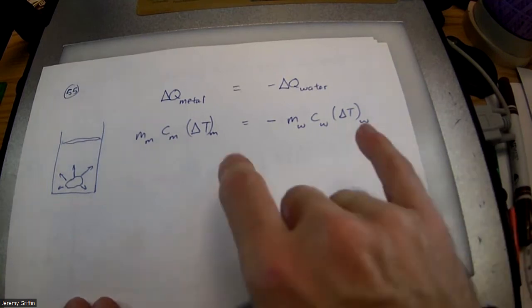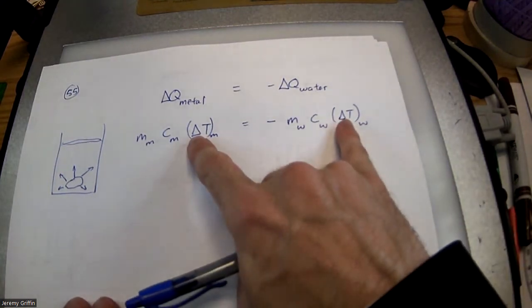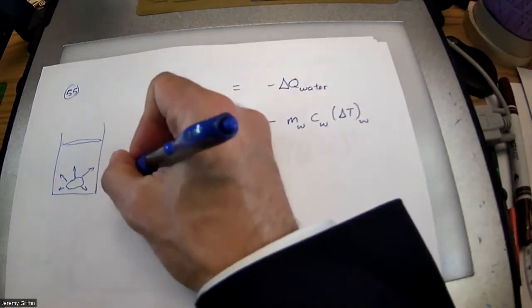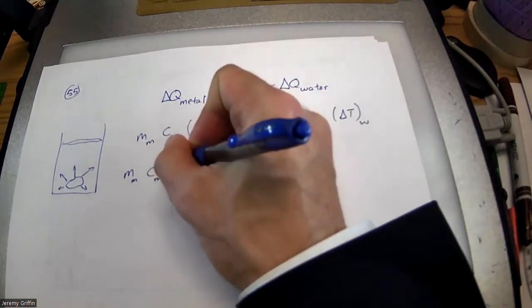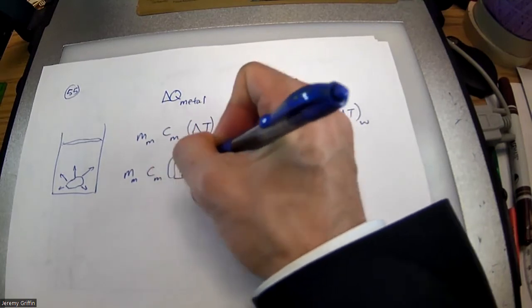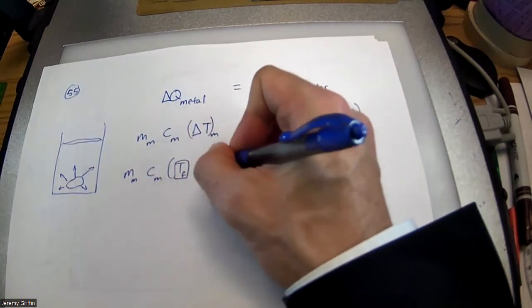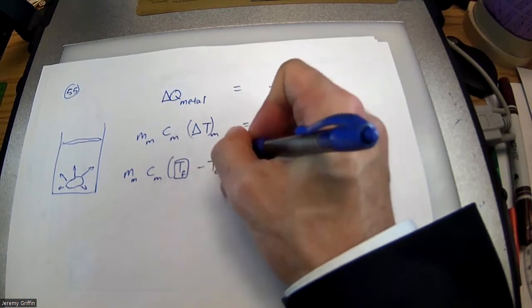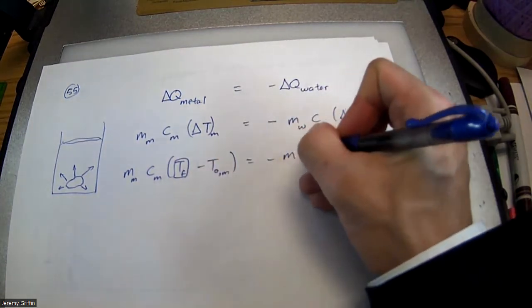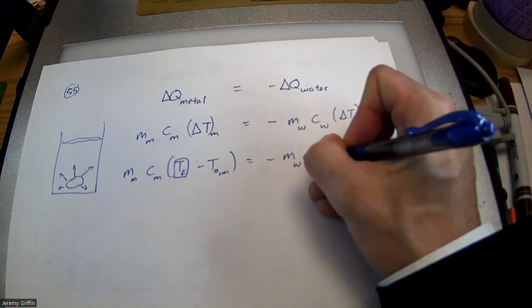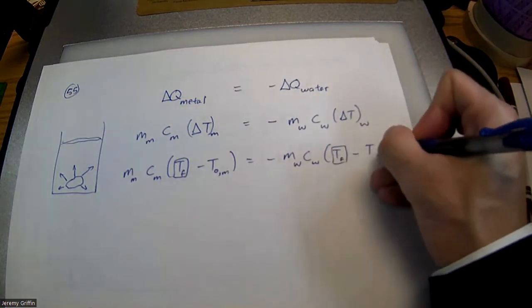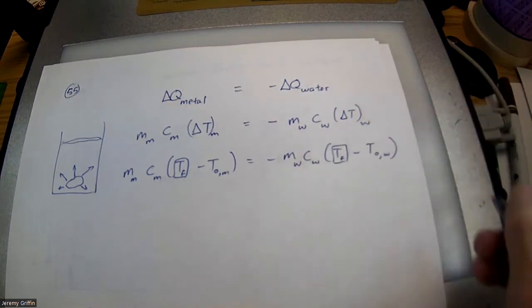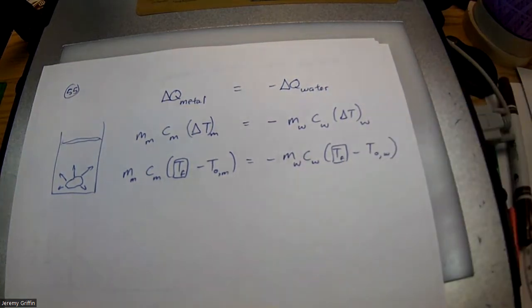Now, change in temperature, isn't that like final minus initial? So I'm going to go another step: mass of the metal times specific heat of the metal times final temperature, which is actually what we're solving for, minus initial temperature of the metal is equal to negative mass of water times specific heat of water times final temperature, which shows up there again, minus initial temperature of the water.